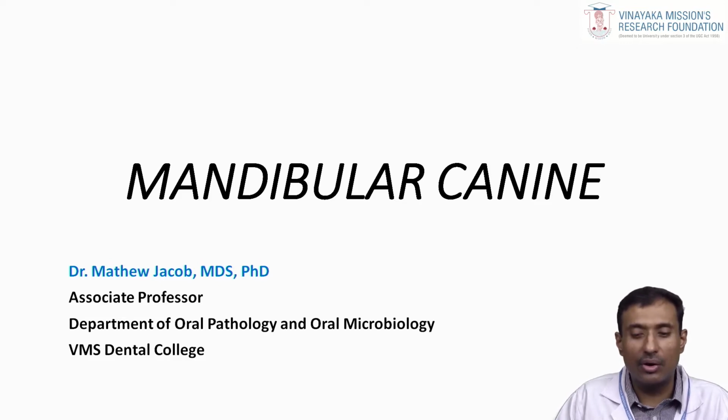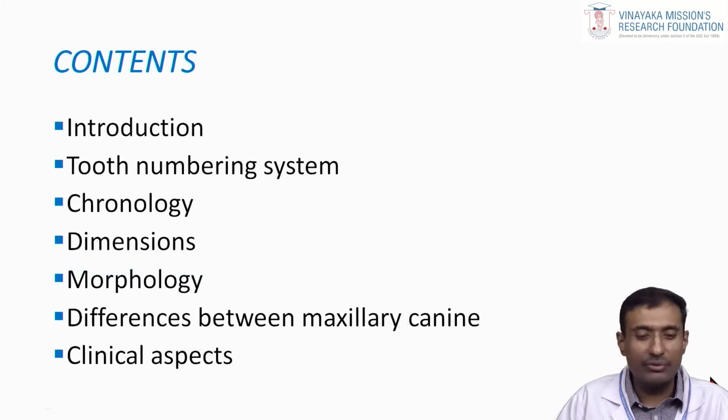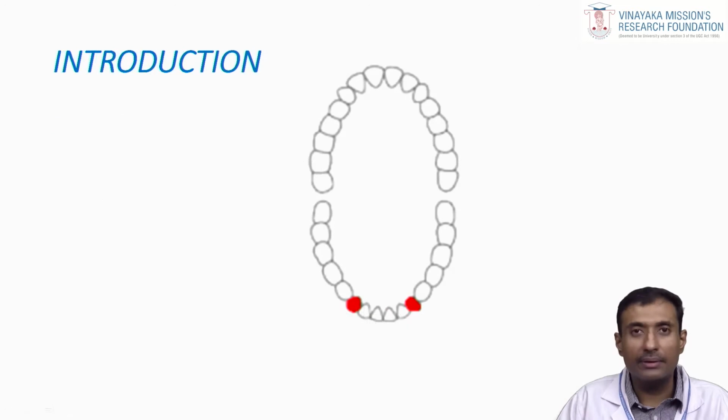Today we will be discussing the mandibular canine. My presentation will comprise the following. I will start with a brief introduction and follow it up with the clinical aspects. To begin with, mandibular and maxillary teeth are formed in the alveolar bone and they move along the alveolar bone, pierce the oral mucosa and erupt into the oral cavity.